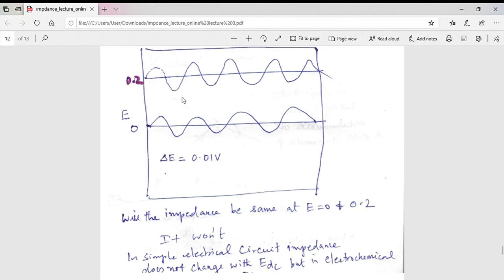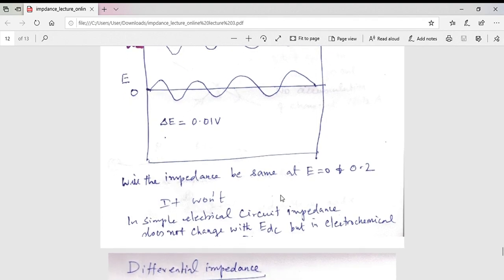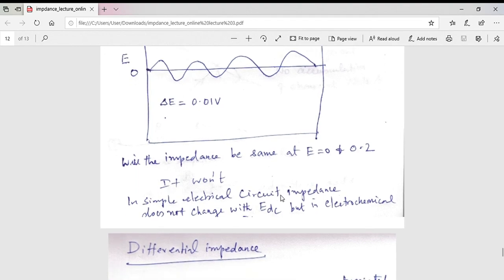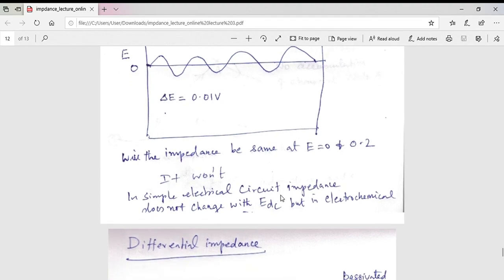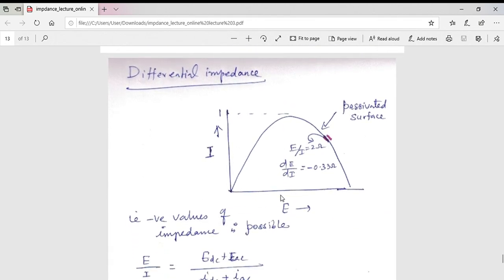Would the impedance be the same at 0 volt as well as at 0.2 volt? It won't be. For ideal electrical circuits it will be, but for our electrochemical cell it won't be. So we will discuss why that is. And then the last concept is differential impedance.